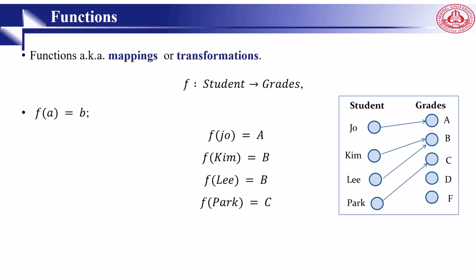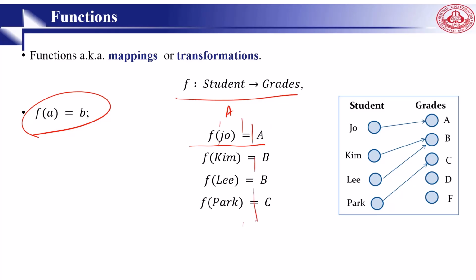Functions are sometimes called mapping or transformation. If we create a mapping from students to grades, we can rewrite it as f: A to B, like f of Joe is grade A. This comes from set A and this comes from set B. Joe got A, Kim got B, Lee got B, and Park got C. It's a function.